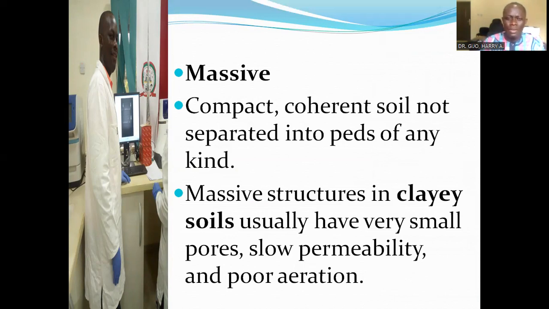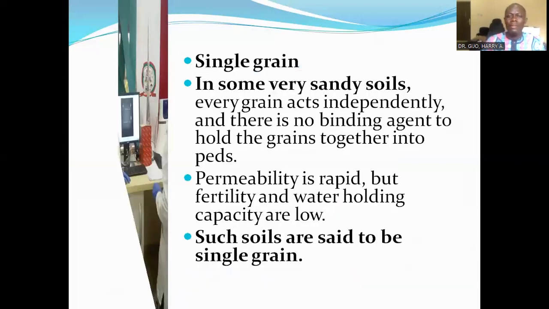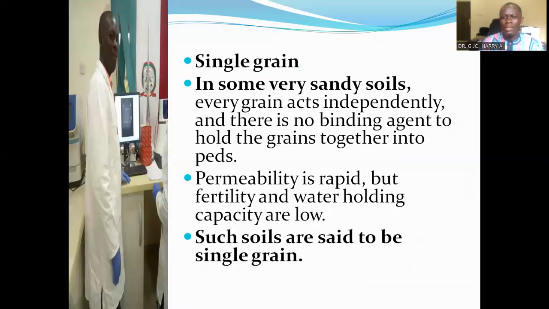So the massive soil types are usually found in clay soils, while the single grains are found in sandy soils. In some very sandy soils, every grain acts independently and there is no binding agent to hold the grains together into peds. Permeability is rapid, but fertility and water holding capacity are low. Single grain soils are soils that have not formed peds, and they are common in sandy soils.